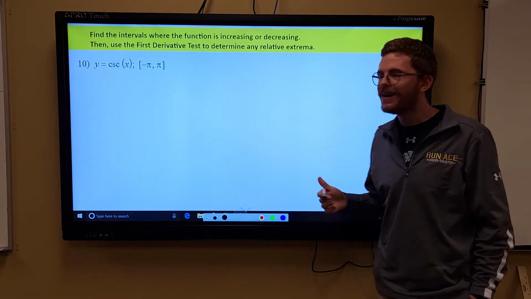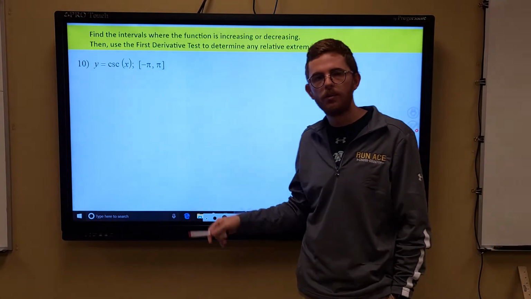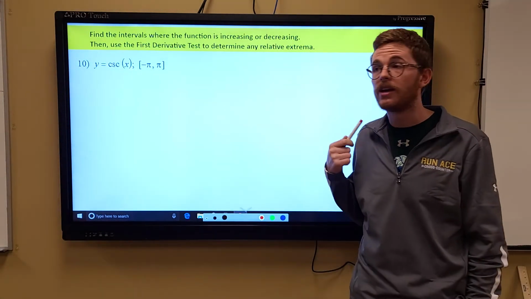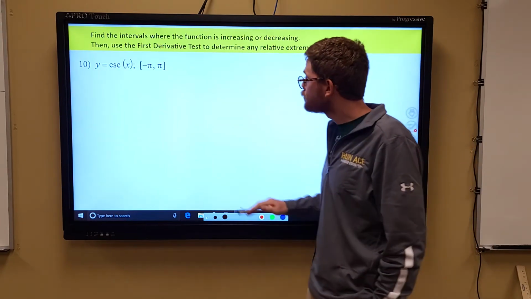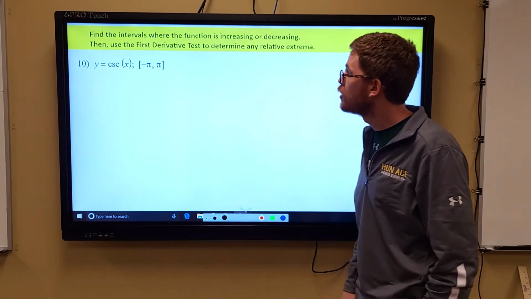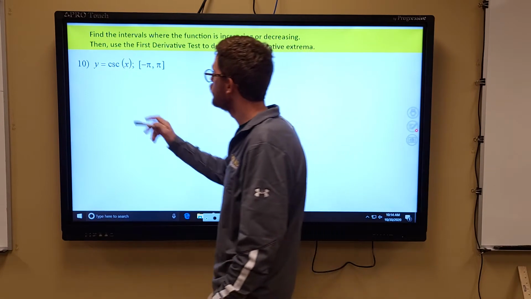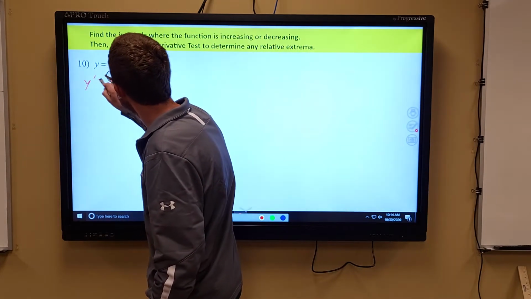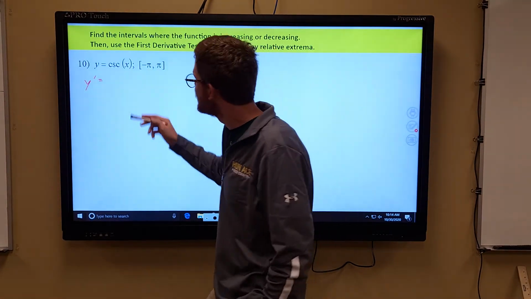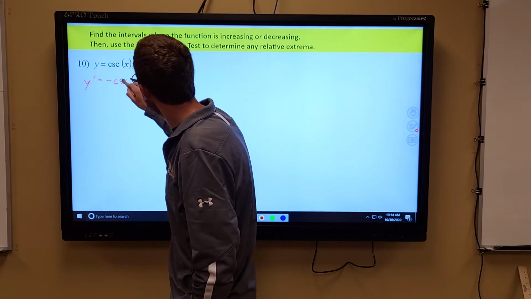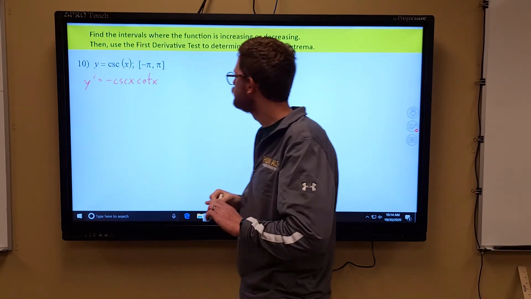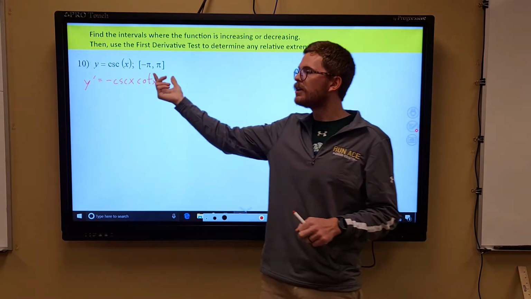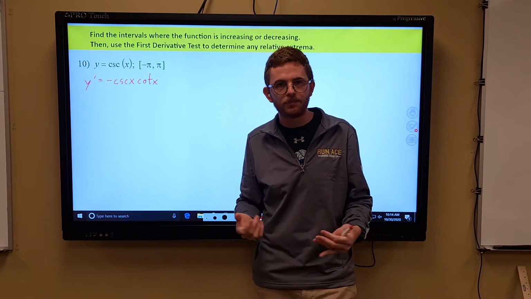Okay, so we're looking at another function, determining intervals of increasing and decreasing and any relative extrema that we have. So right here with cosecant of x, we know we're going to take our first derivative, and the derivative of cosecant is negative cosecant of x cotangent of x. Now notice we were also given an interval in which we're looking.